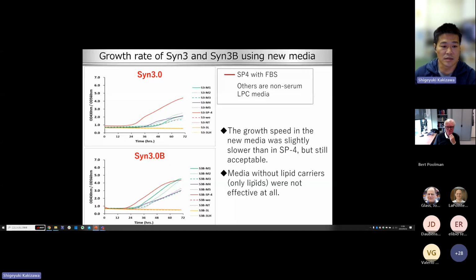Here is the growth rate of Syn3 and Syn3B. The red line shows the growth curve with SP4 media with fetal bovine serum. The growth speed in the new media was slightly slower than in SP4, but still acceptable, especially in Syn3B. And the media without lipid carriers, meaning only lipids, were not effective at all.